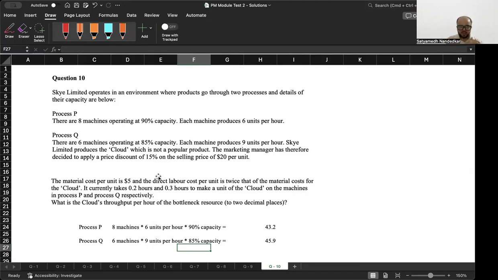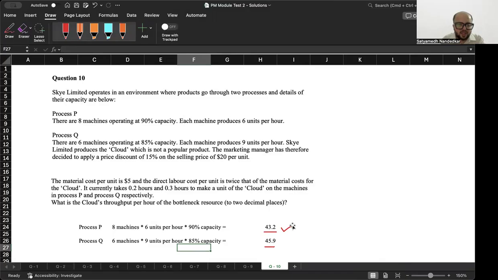You identify the total time available, then you compare that with the total time required. In this case, that kind of information is not given to you. So if you observe, process P is giving you 43.2 output and process Q is giving you 45.9 output. Process P is slower because its output is lower. Naturally, process P is slower, and that naturally becomes my bottleneck.